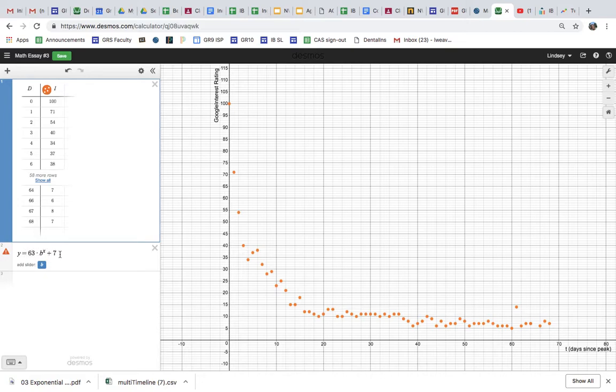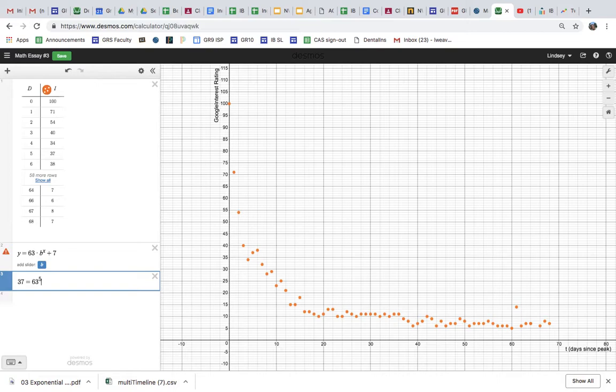So we're now to the point where we're trying to figure out our b value, and we can show an example algebraically. So let me use the point (5, 37). So I had to do 37 equals 63 times b to the power of 5 plus 7. So I substituted in the point x equals 5, y equals 37.